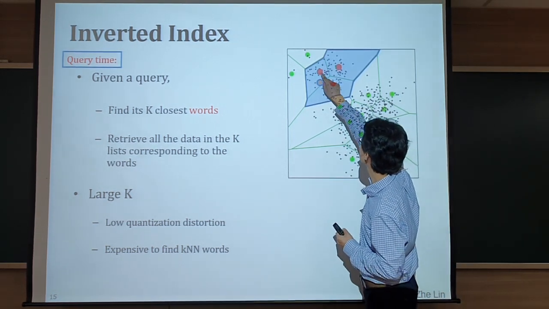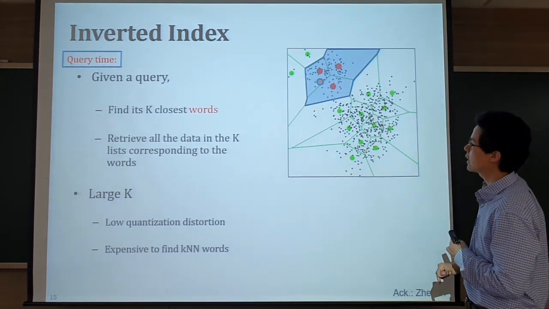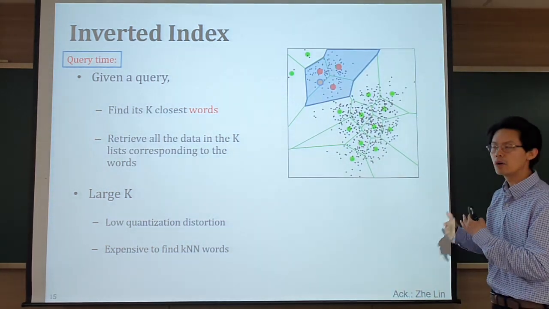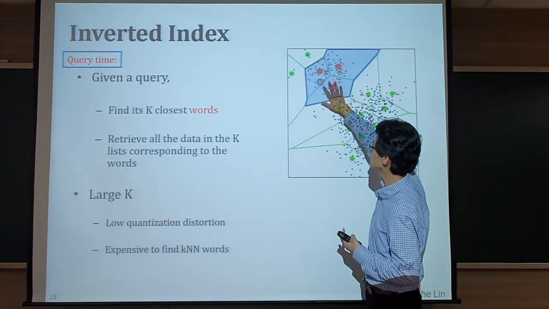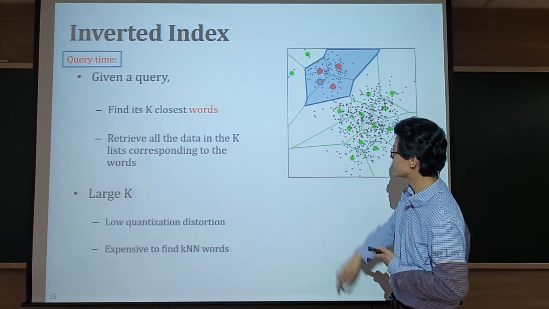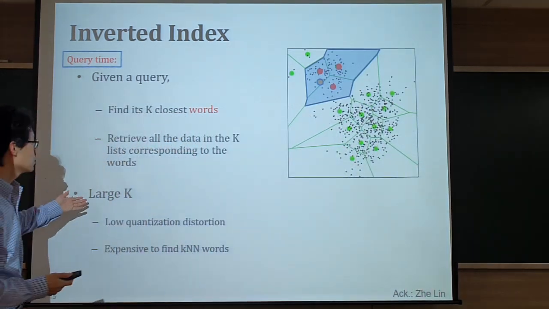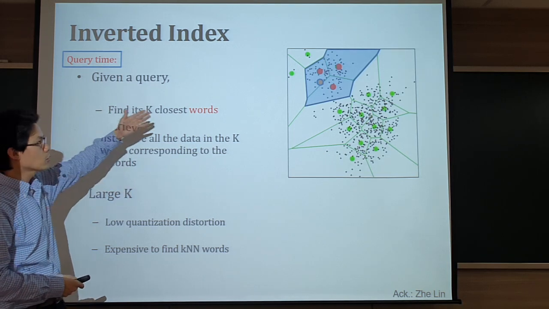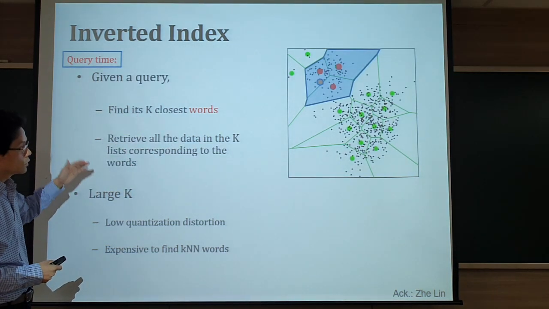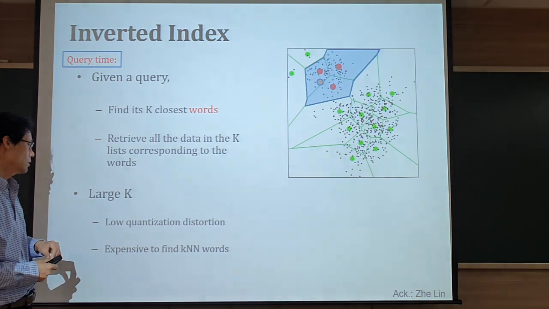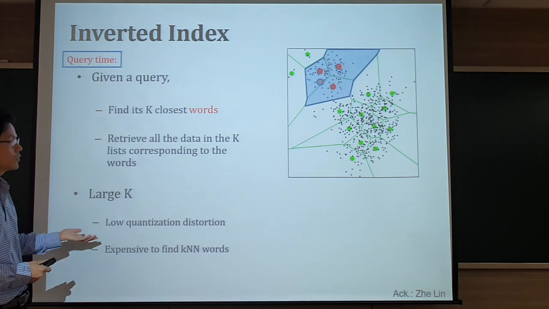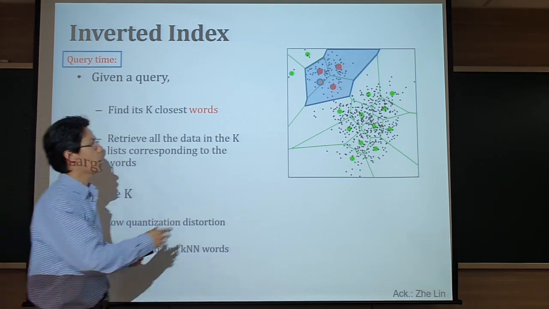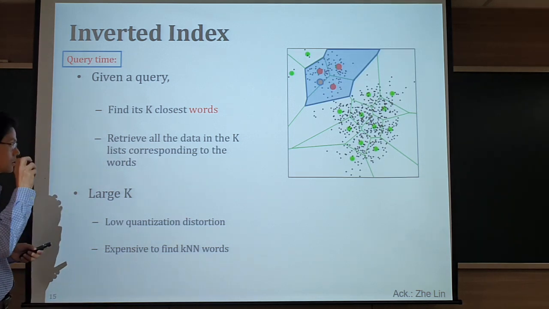In this case, we identified these three visual words, and then we retrieved all the images associated with them through the inverted index. Then we do more in-depth matching between the query image and the other images associated with these top K closest visual words. If we consider a larger number of visual words, then obviously we can reduce the quantization artifact that we talked about before. But one issue is that it takes more time to perform the k nearest neighbor search to identify these visual words.